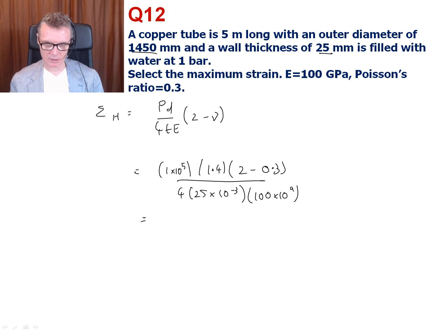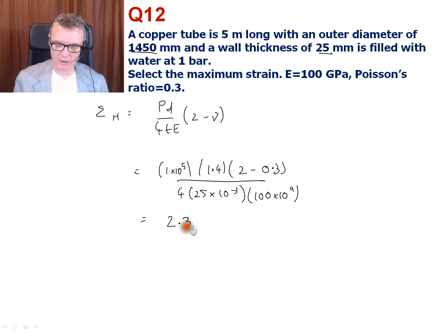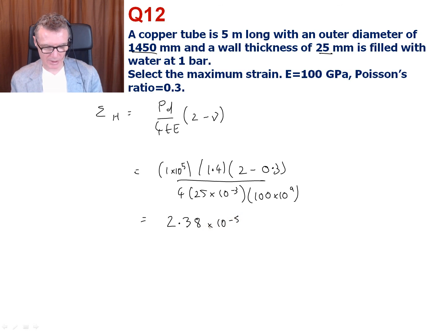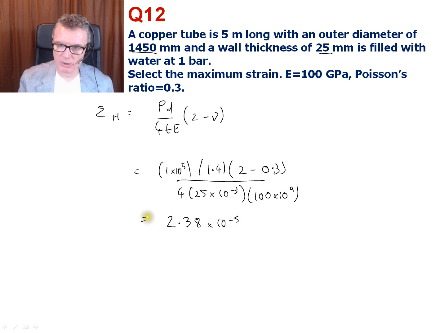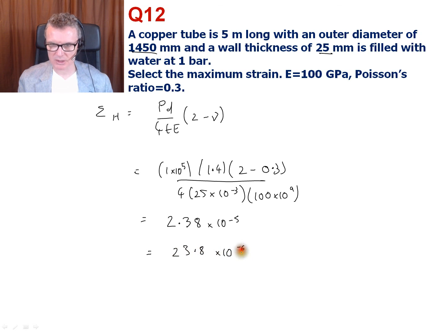And that's divided by 4 times 25 times 10 to the minus 3 times by 100 to the power 9, close the bracket. So that gives me 2.38 times 10 to the minus 3. That's likely I'm going to want microstrain. So if I press my enter button, it gives me to the minus 6. So that's 23.8 times 10 to the minus 6, where that is a microstrain.